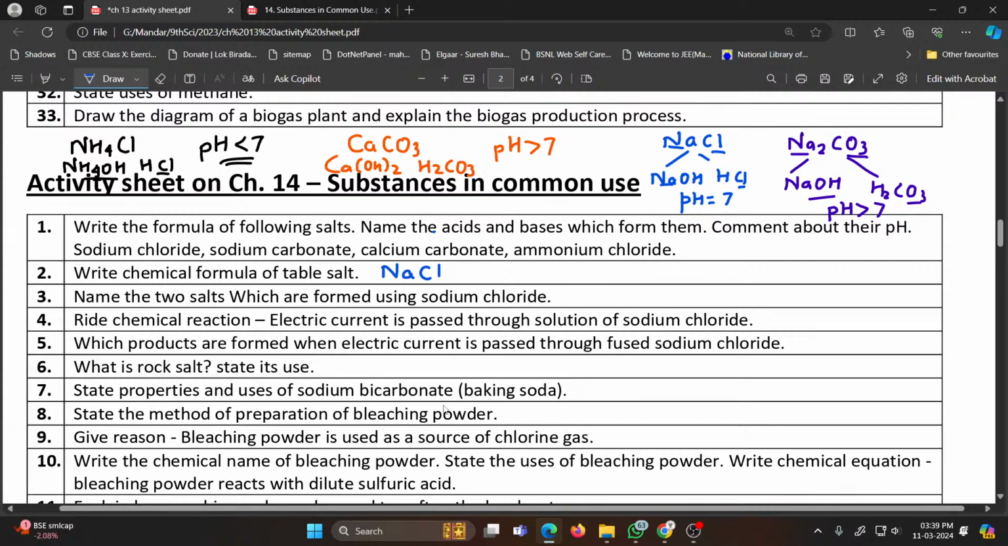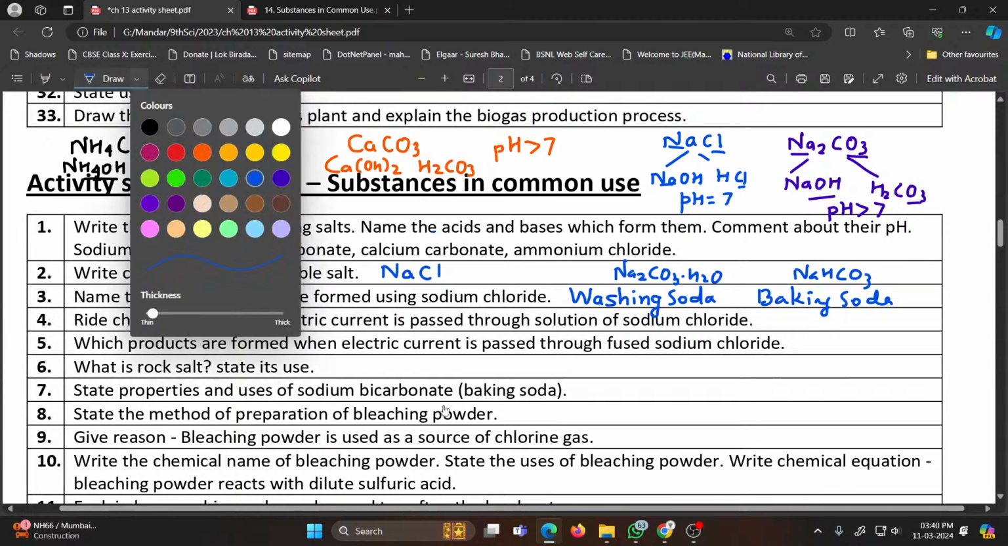The salts sodium bicarbonate and the other salt is sodium carbonate. So washing soda and baking soda, they are formed using sodium chloride. So answer is washing soda, which is Na2CO3.H2O, and other one is baking soda, which is NaHCO3. These are the salts which are formed using sodium chloride.